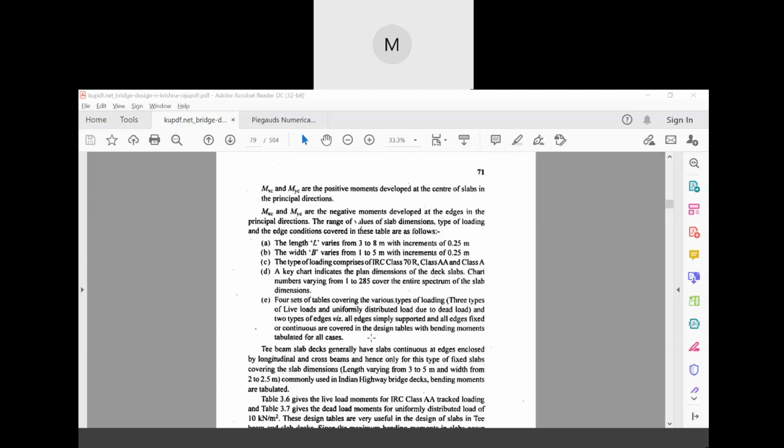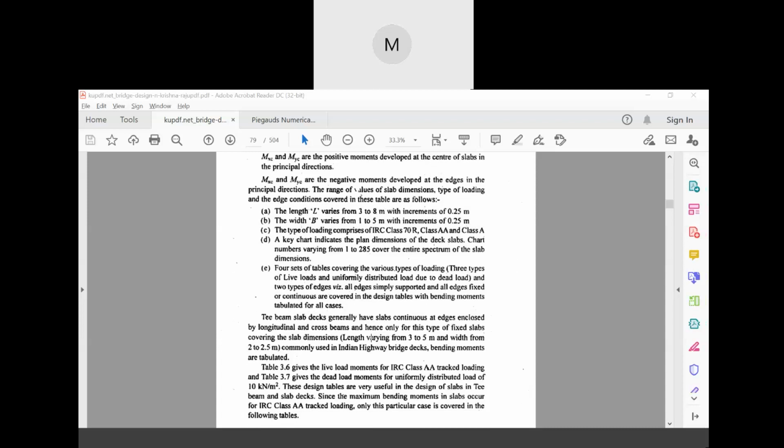Now, the values of slab dimensions are as follows. The length L varies from 3 to 8 meter with increments of 0.25 meter. Then we have the width B. It varies from 1 to 5 meter with increments of 0.25 meter. Number C, the type of loading comprises of IRC class 70R, class AA, and class A.